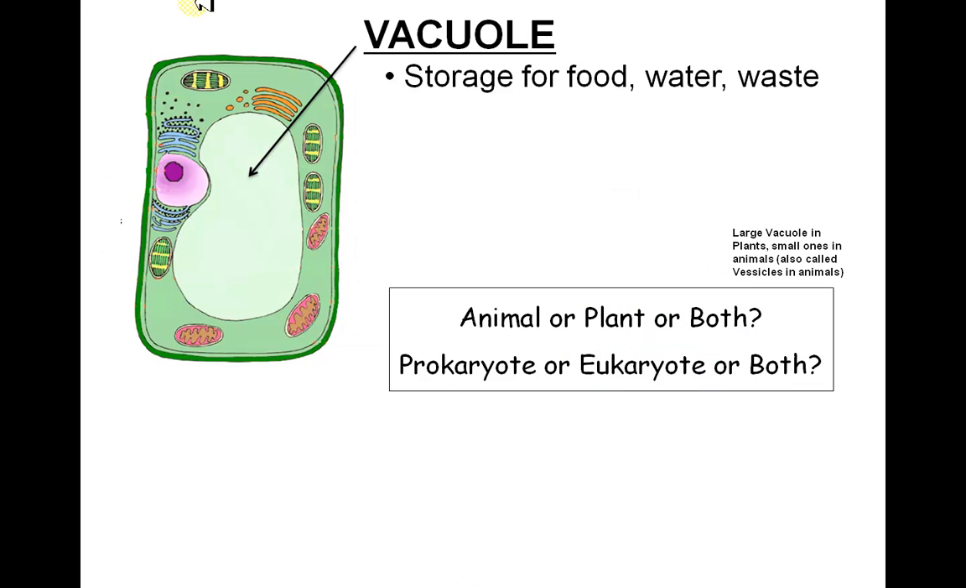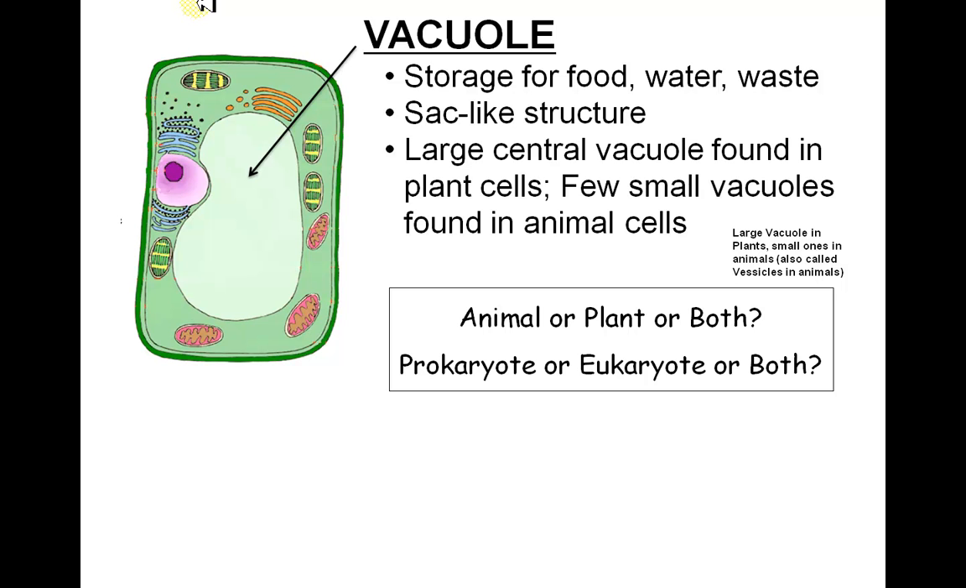Vacuoles. Vacuoles are big areas to store material. Usually it's for storing water, but it can store food or waste as well. They're sac-like structures. A large central vacuole is found only in plant cells, and a few smaller vacuoles can be found in animal cells. So if we take a look, see large vacuole in plants, small ones in animals. And is it found in plant or animal or both? Is it prokaryotic or eukaryotic? It still is eukaryotic because it's an organelle. And if this was going to be in the cell city, can you guess what it would actually represent?